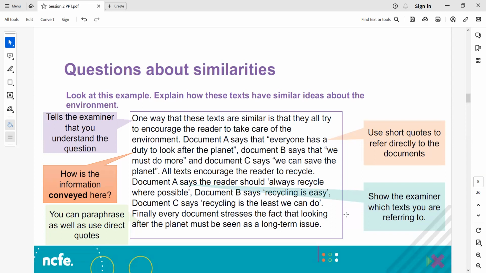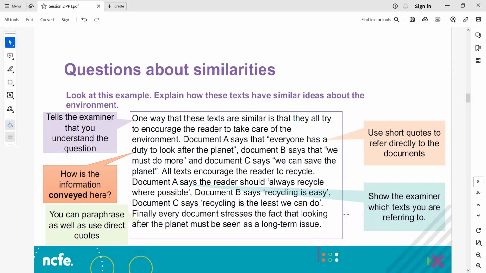Document A says that everyone has a duty to look after the planet. Document B says that we must do more. And document C says that we can save the planet. All texts encourage the reader to recycle. Document A says the reader should always recycle where possible. Document B says that recycling is easy. Document C says that recycling is the least we can do. Finally, every document stresses the fact that looking after the planet must be seen as a long-term issue.